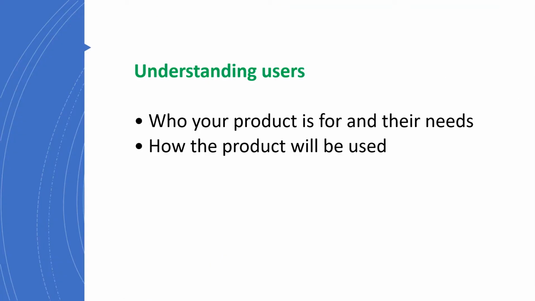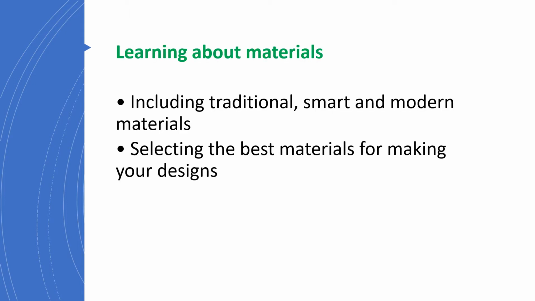When you do designing, you understand the needs of users that are going to have your product. So you need to think about how the product will be used. You'll learn about materials. Many materials you already know about, woods and metals and plastics, but you'll learn about smart materials and modern materials. And then you'll have the knowledge to select the best material that you want to use.